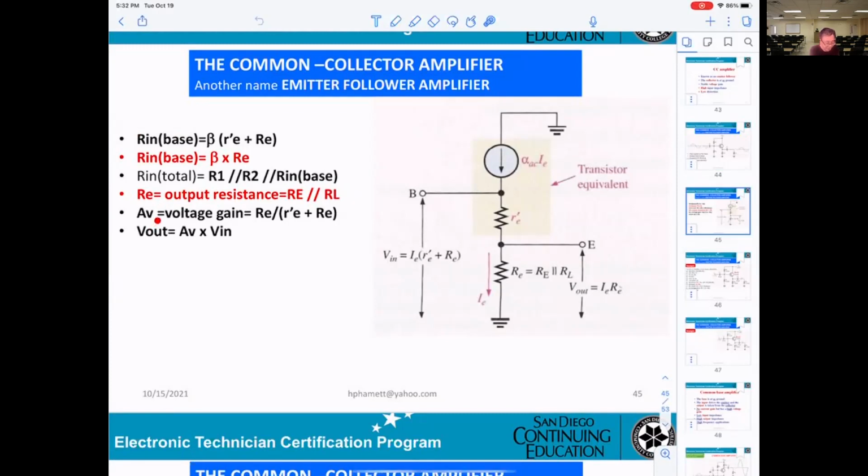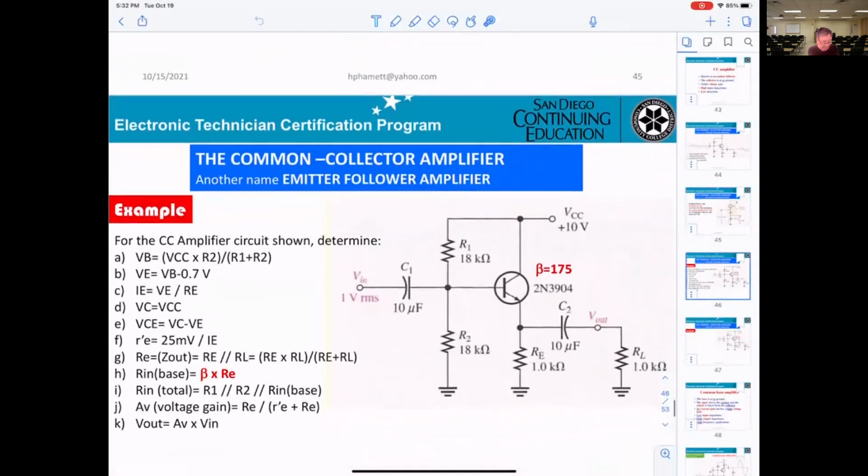AV, the voltage gain, will be equal to R small e divided by R prime E plus R small e. And if you want to calculate V out, you take the gain times V in. That is very basic.